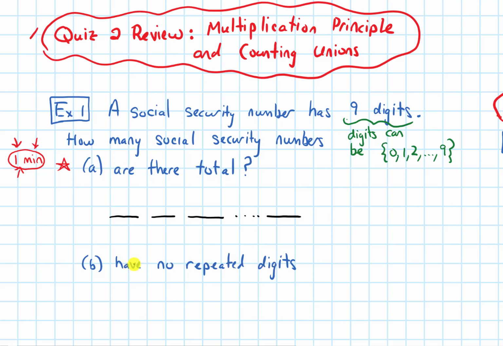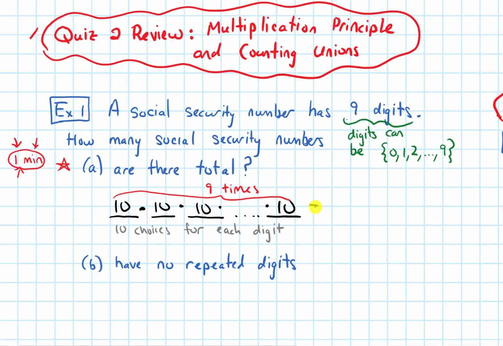There are no conditions on part A, like having no repeated digits, like part B does. So that means there are 10 choices for each digit. So I'm going to write a 10 in each of these spots: 10 in the first, second, and third spot, as well as the 9th spot. And we want to multiply these values together because these are different steps in the same process. There were 9 digits that we selected, so we are multiplying 10 by itself 9 times, which gives us 10 to the 9. And that's our answer.